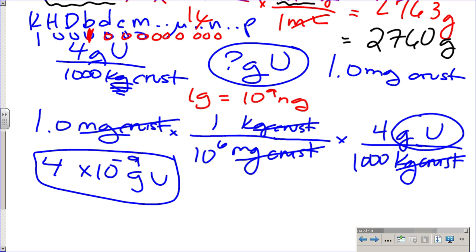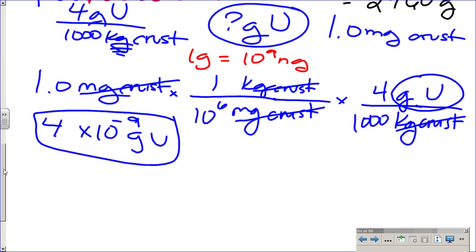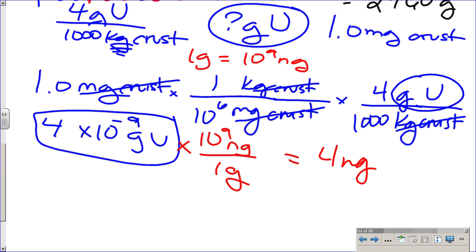Can you use that conversion factor here? Shake your head, people. You can. This is in grams. So 1 gram is equal to 10 to the ninth nanograms. Let's see if this works. Anything that's got 10 to the negative ninth times 10 to the positive ninth, they cancel each other out. You could plug it in your calculator to prove it to yourself, too. So these two cancel each other out, and you're stuck with 4. Grams of uranium cancel with grams of uranium. 4 nanograms is the answer.